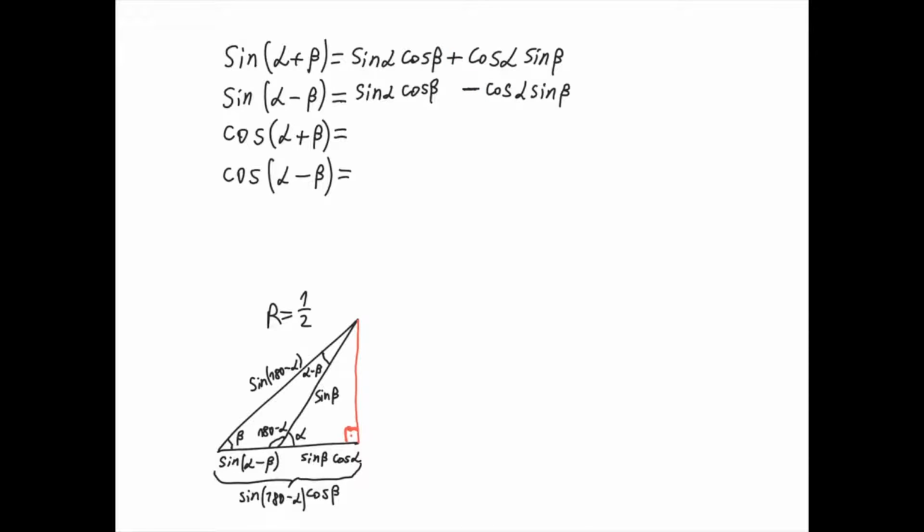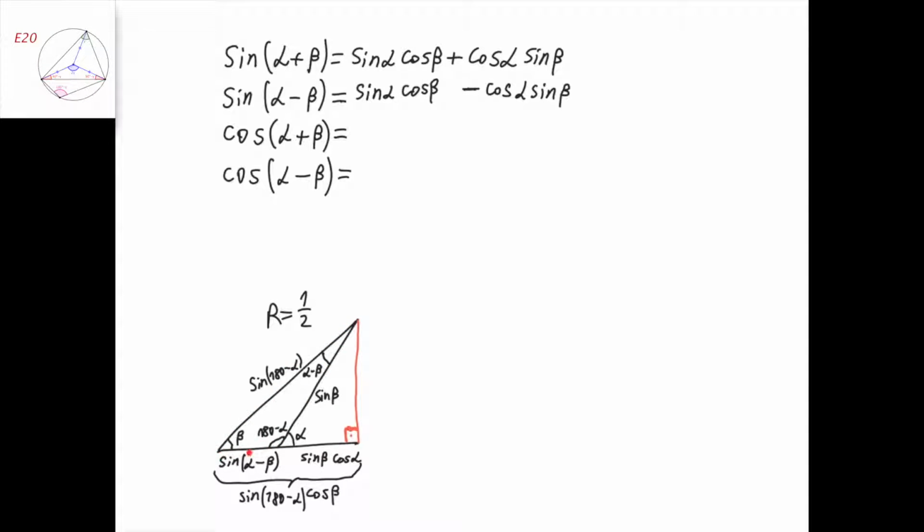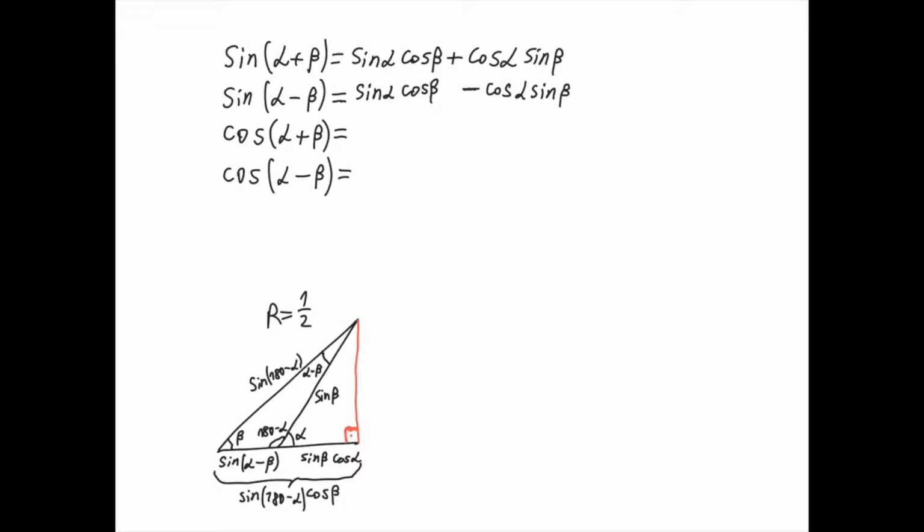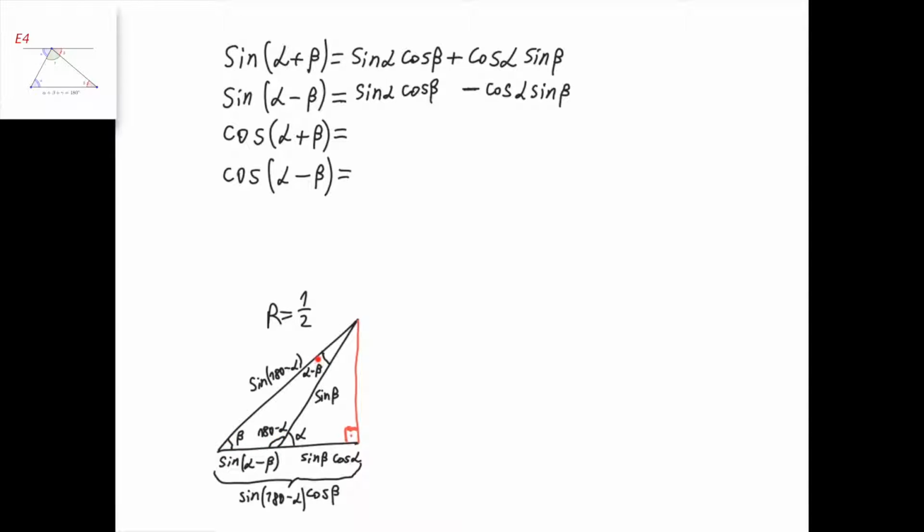The second way in which we will derive sine of alpha minus beta is illustrated here. Suppose that this is a triangle with a circumradius of 1/2, and the angles of this triangle are beta and 180 minus alpha. Therefore, the third angle must be alpha minus beta. From the law of sines, we can find that this side equals 2 times r times the sine of beta, but 2 times r is always 1, and so this side has length sine of beta. Similarly, this side has length sine of 180 minus alpha, and this side has length sine of alpha minus beta.